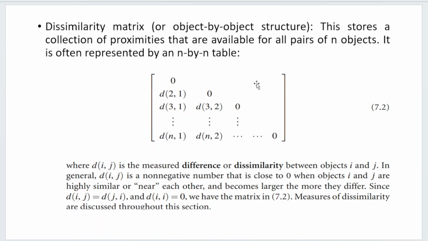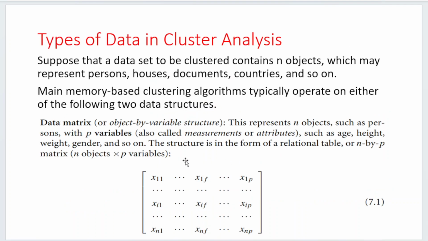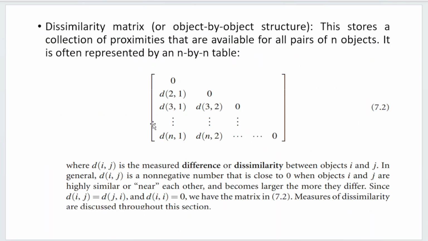So this is the way to construct the dissimilarity matrix. First, we construct the data matrix as an n by p matrix, and second is the dissimilarity matrix, which is how to calculate the dissimilarity for the given objects n and the given variables.